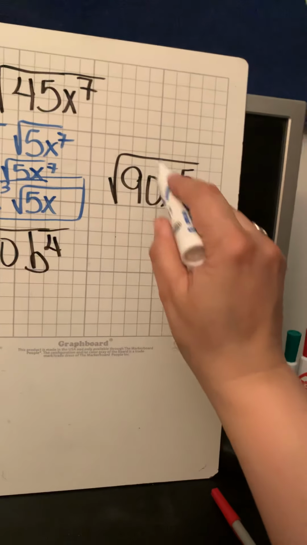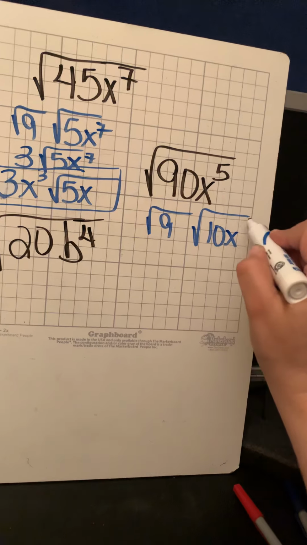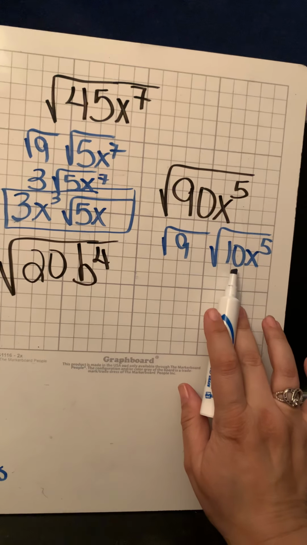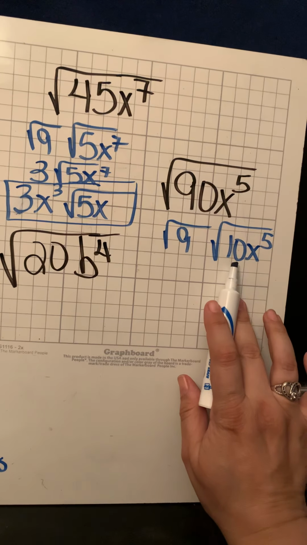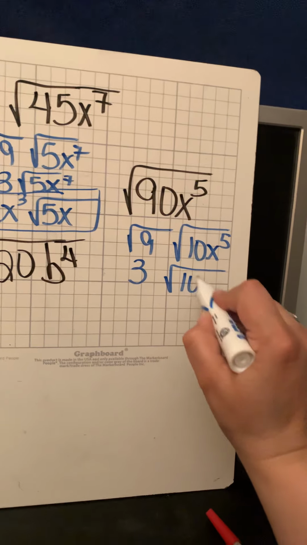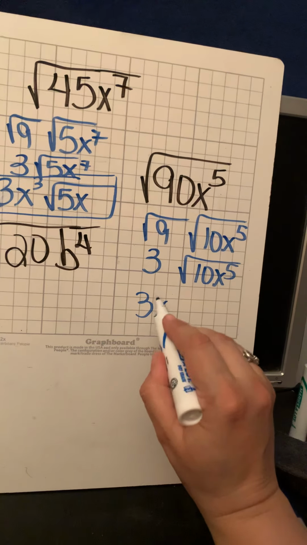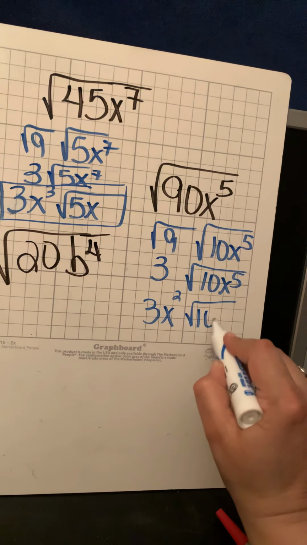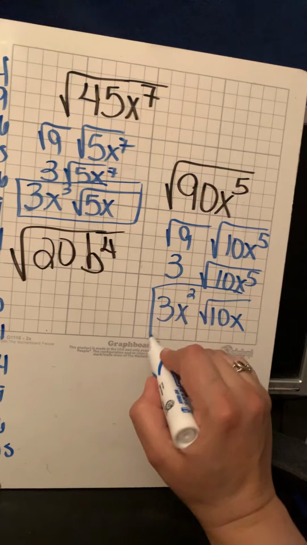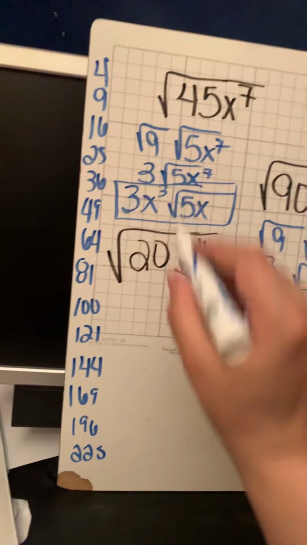Let's do this one. What perfect square goes into 90? 9. How many times? 10. Now, that is not a prime number, so this is kind of the exception. That is not a prime number, but there are no perfect squares that divide into it. What's the square root of 9? It's 3. 10x to the 5th. Well, there's that imaginary little 2 there. How many times does 2 go into 5? Twice. I can pull out 2 x's. Well, 2 times 2 is 4. How many more x's do I need to put inside? 1 more to take it back to 5. Simplified. Last one. The perfect square that goes into 20 is 4.